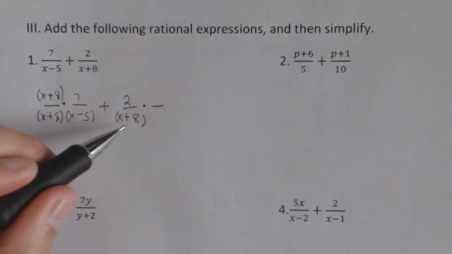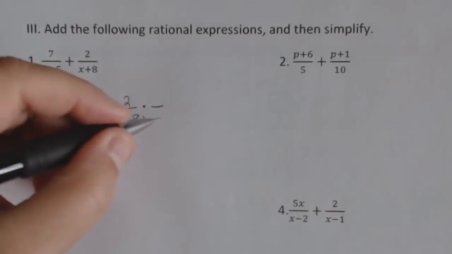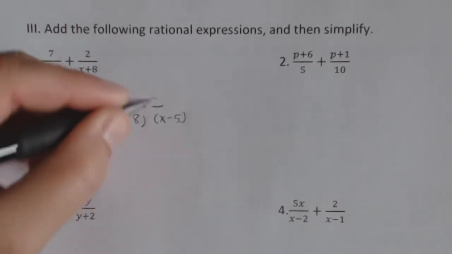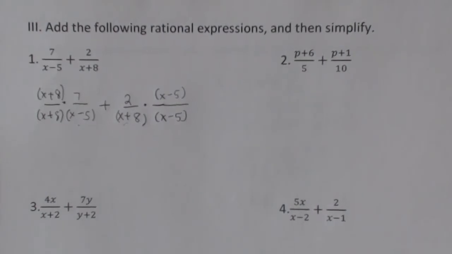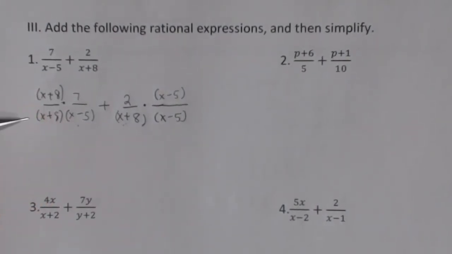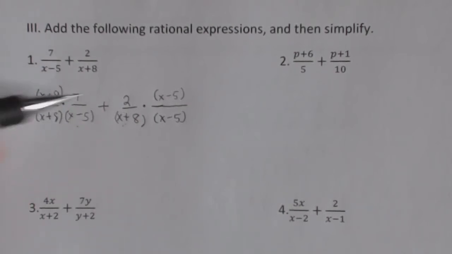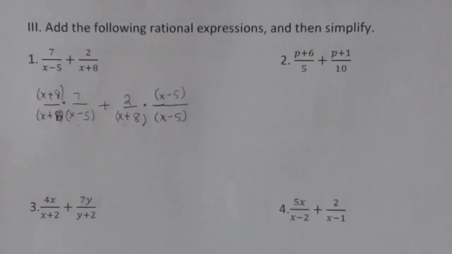And then what does this fraction need that this one has? This fraction has an x minus 5 factor, so this one needs an x minus 5, and I'll multiply by x minus 5 over x minus 5. That's what I call a convenient form of 1. Now your objective is to add the two fractions together. You know you only add the numerators together. We have a common denominator of x plus 8 and x minus 5.